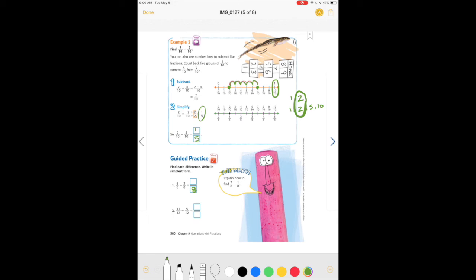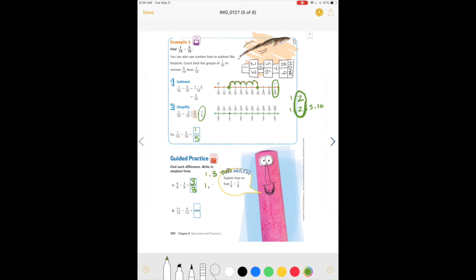Now, all I need to do is subtract my numerators. So 6 minus 3. If I have 6 and I take away 3, I'm left with 3. Now we need to write it in its simplest form. Well, 3 is a prime number, so I know that the only factors of 3 are 1 and 3. And 1 is the only common factor that 3 and 8 have, so it's already in its simplest form.